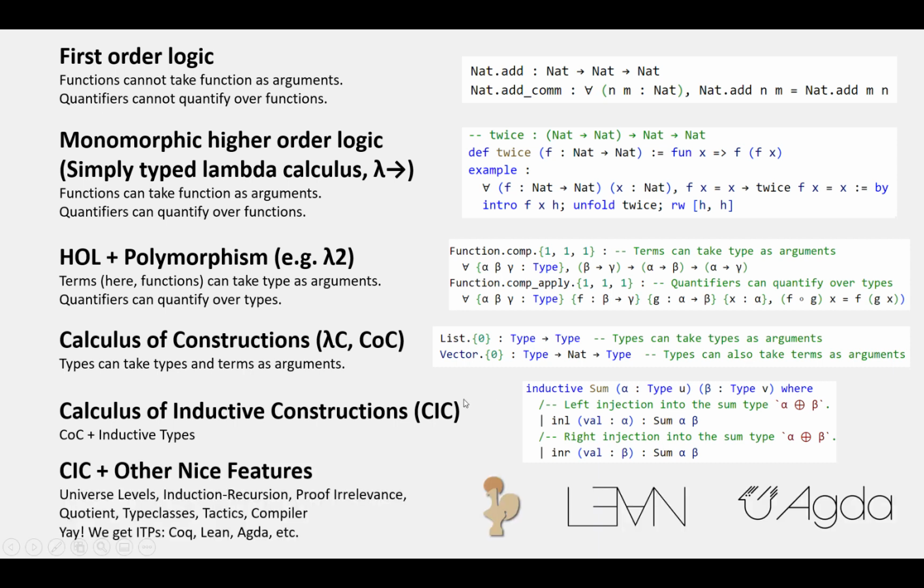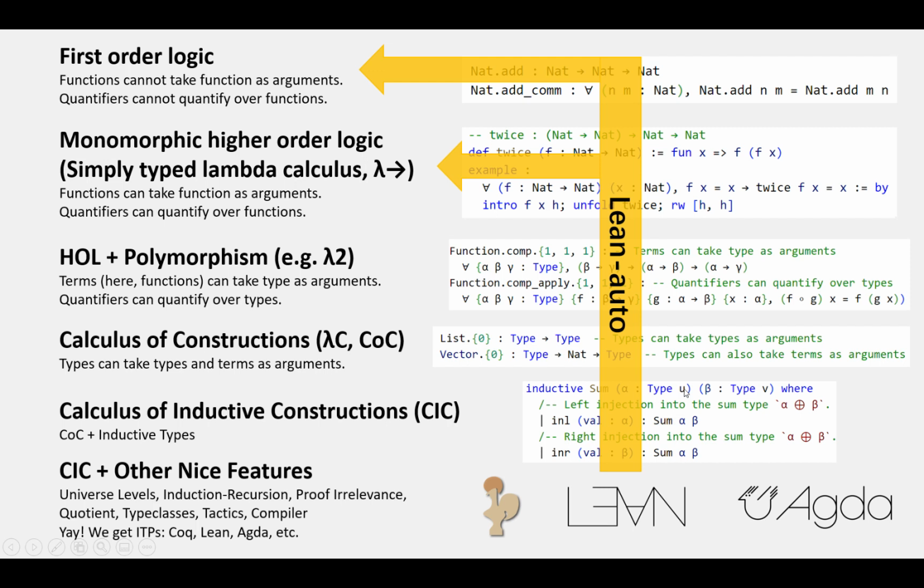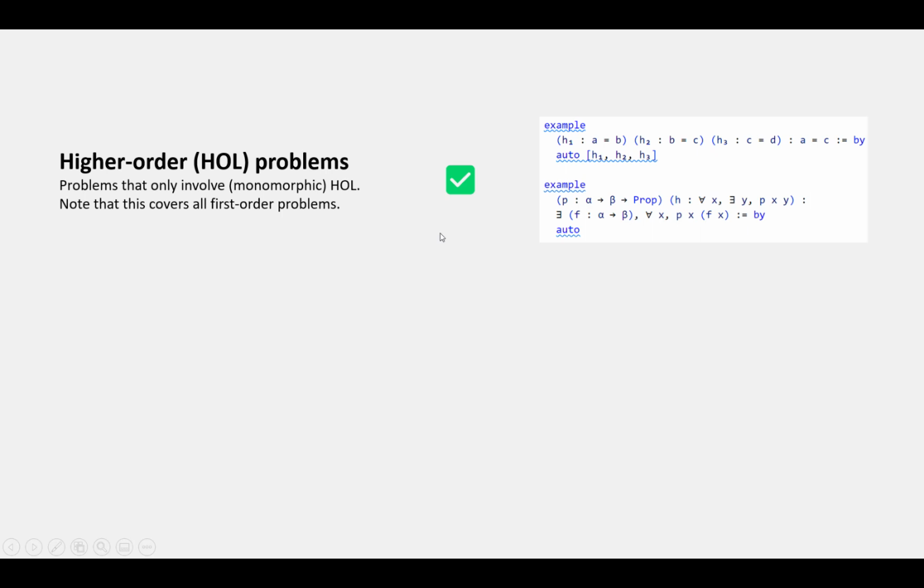And finally, if we add other features like universe levels, induction recursion, proof irrelevance, quotient, type classes, we get real-life ITPs like Coq, Lean, and Agda. So what Lean-auto does is that it translates from Lean to first order logic and monomorphic higher order logic. So if the problem is already in higher order logic, of course, Lean-auto can deal with it correctly.